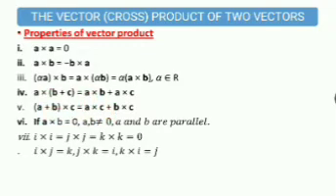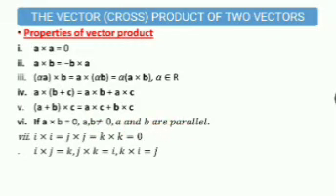That is the distributive property. Now, if A cross B is equal to 0 and A and B are non-zero, then A and B are parallel. You know, if A dot B is equal to 0, that means A and B are perpendicular. But here, A cross B is equal to 0 and A and B are non-zero. That means A and B are parallel.